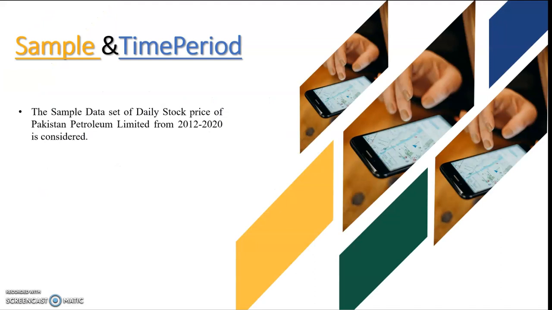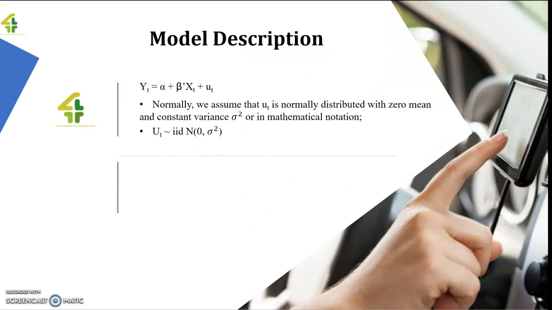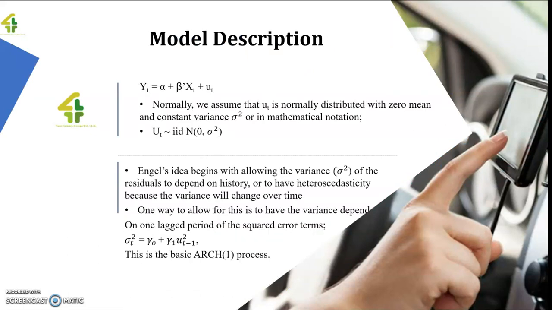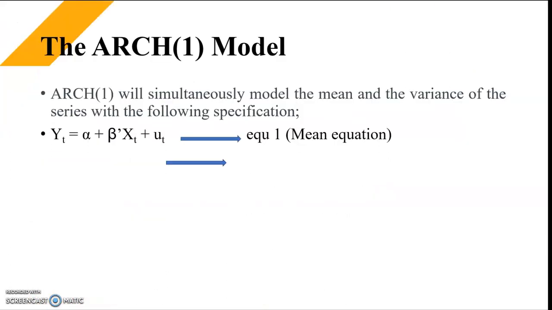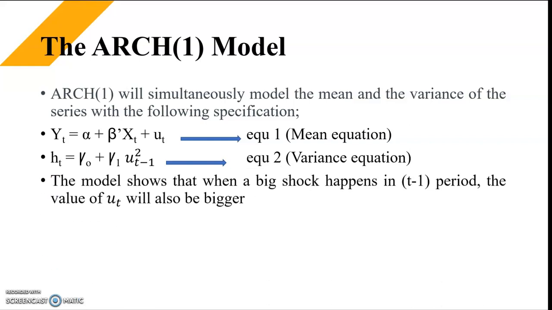Sample and sample period. This is the daily stock price of Pakistan Petroleum Limited from 2012 to 2020. And this is the description of the model. This is a type of ARCH(1) process. The ARCH(1) will simultaneously model the mean and the variance of the series with the following specification. So equation number 1 is the mean equation and equation number 2 is the variance equation.